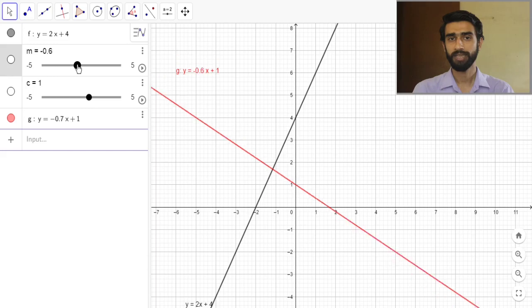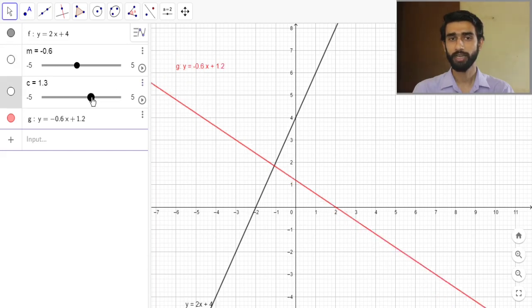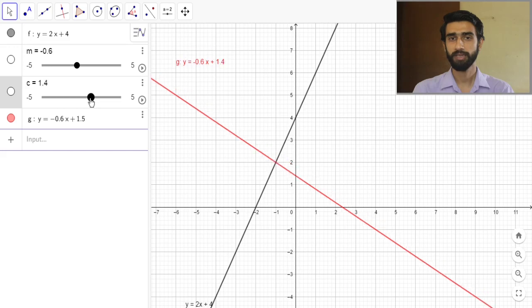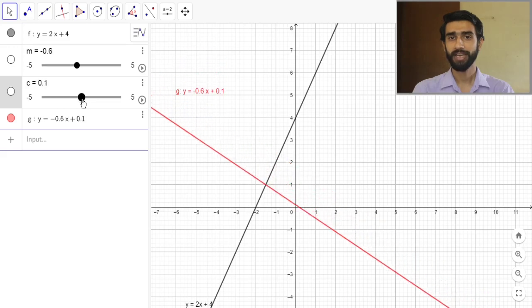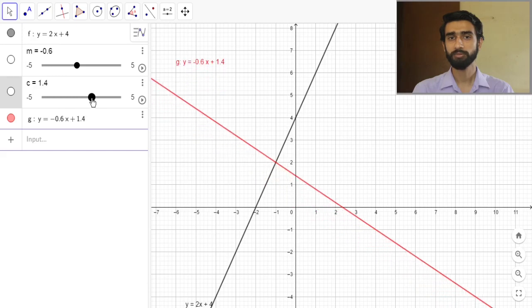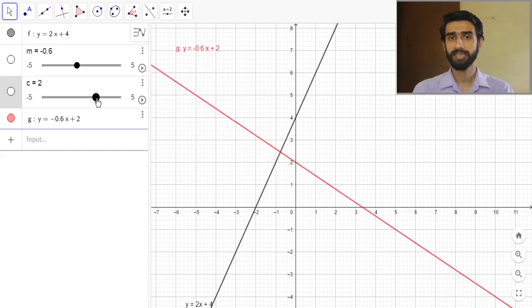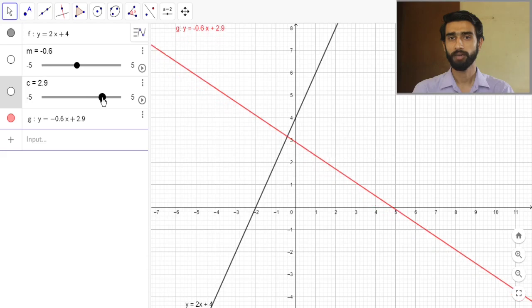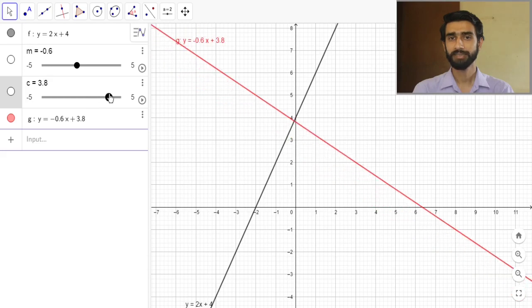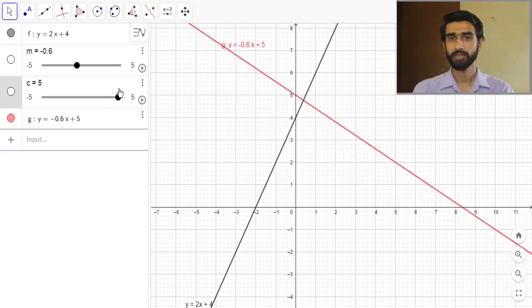Now let's keep the m constant, and now I am changing c. What is happening? m is constant, and as the plus c changes, you can see the line is moving upward. As it is increasing, the line is moving upward. And if it is cutting the y-axis at 5, so this point is plus 5. Okay, so this is done.